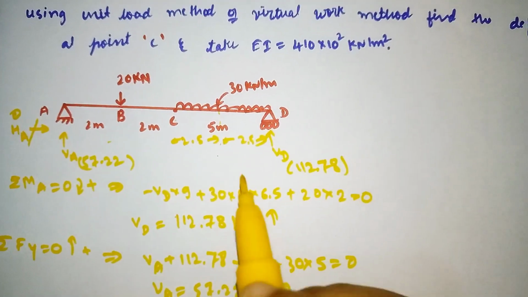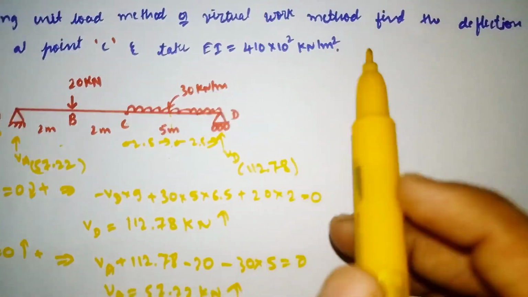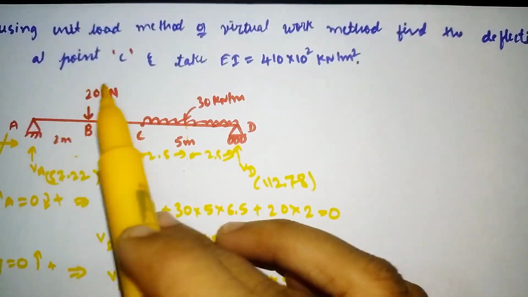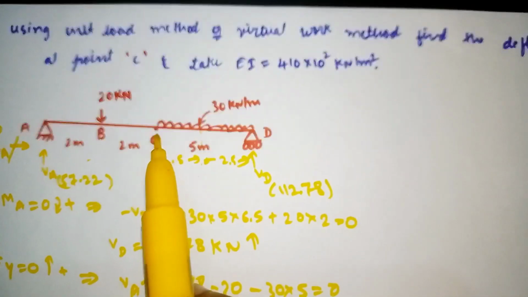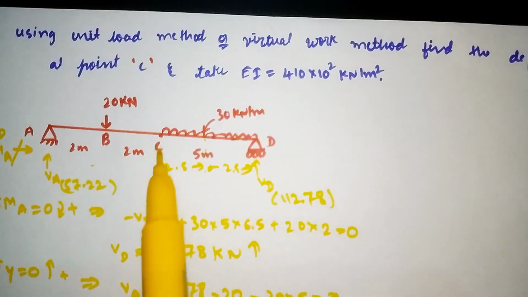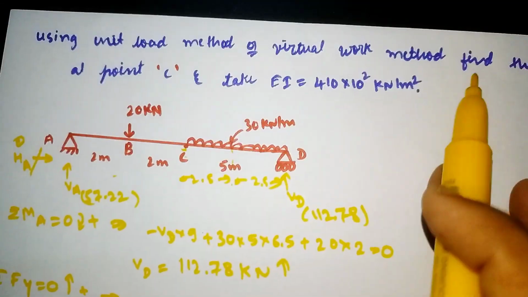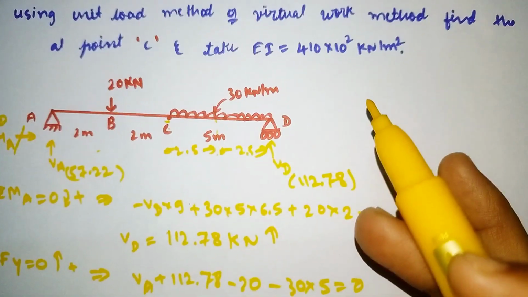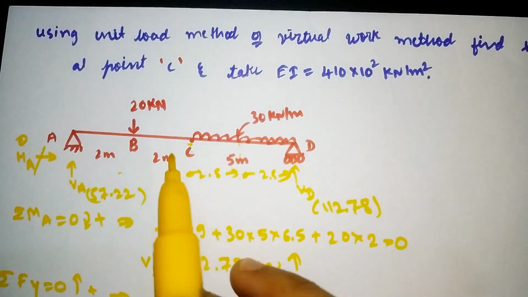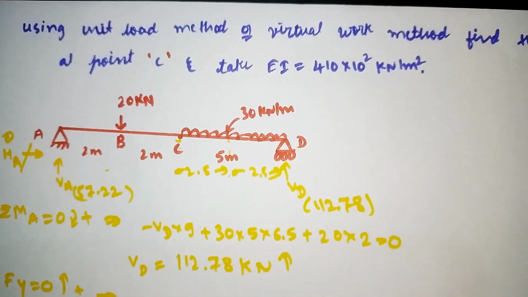So now, in the question they said to find the deflection at point C. So at point C we need to find the deflection. It means we need to apply a unit load of 1 kilonewton at point C. I will show you. We need to redraw the diagram. I will redraw it and explain it.